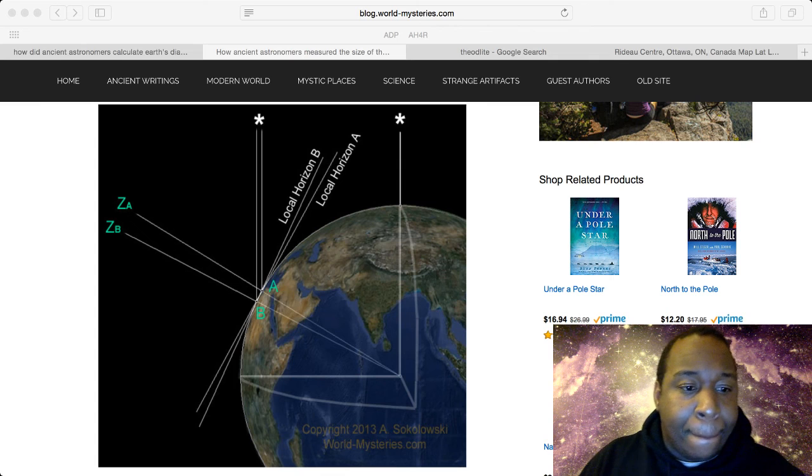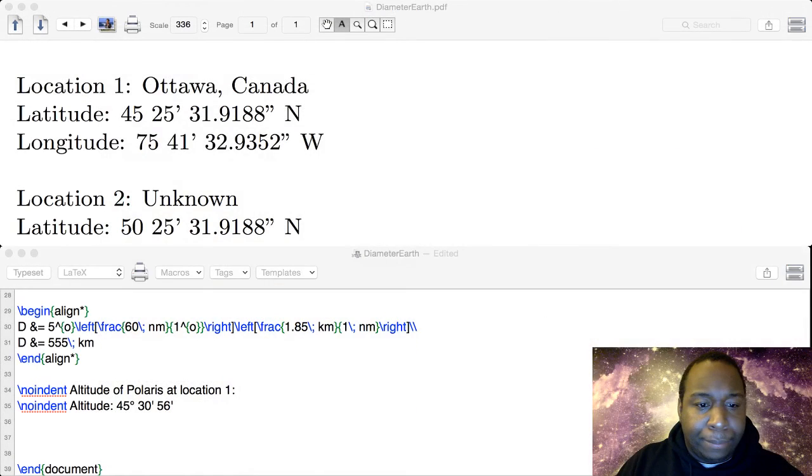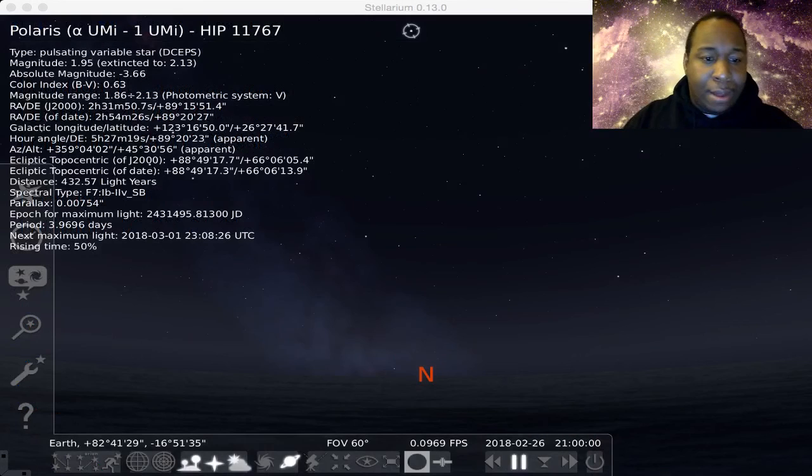All right, so let me quickly get back. We're good here. We need to go back to Stellarium, and we now need to put in our second location.